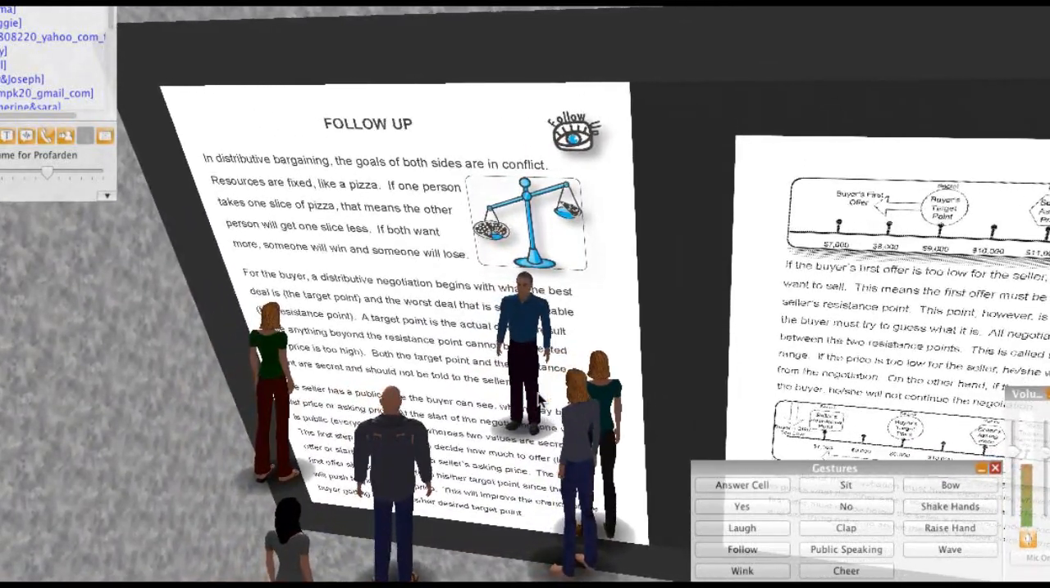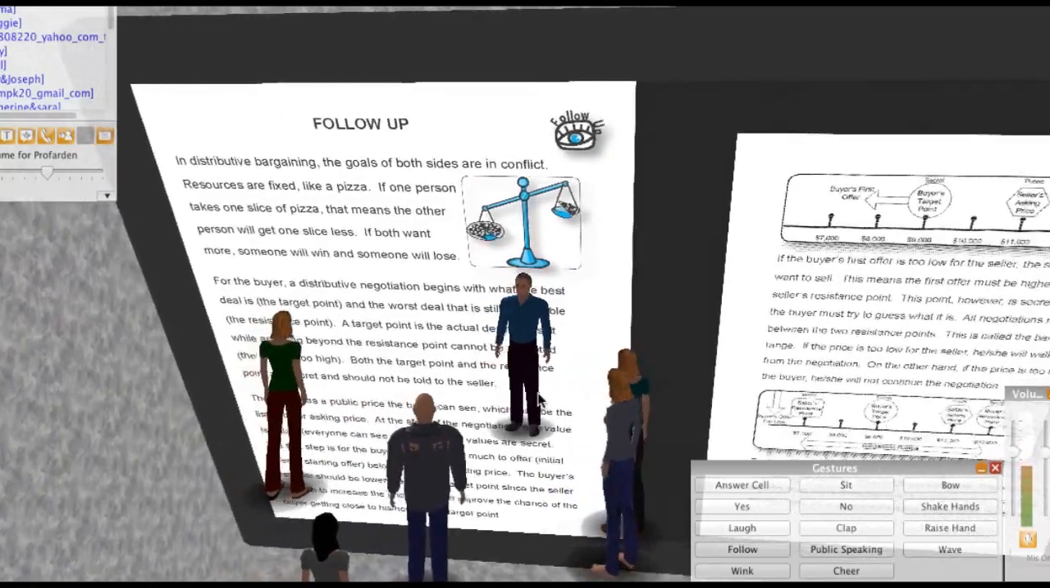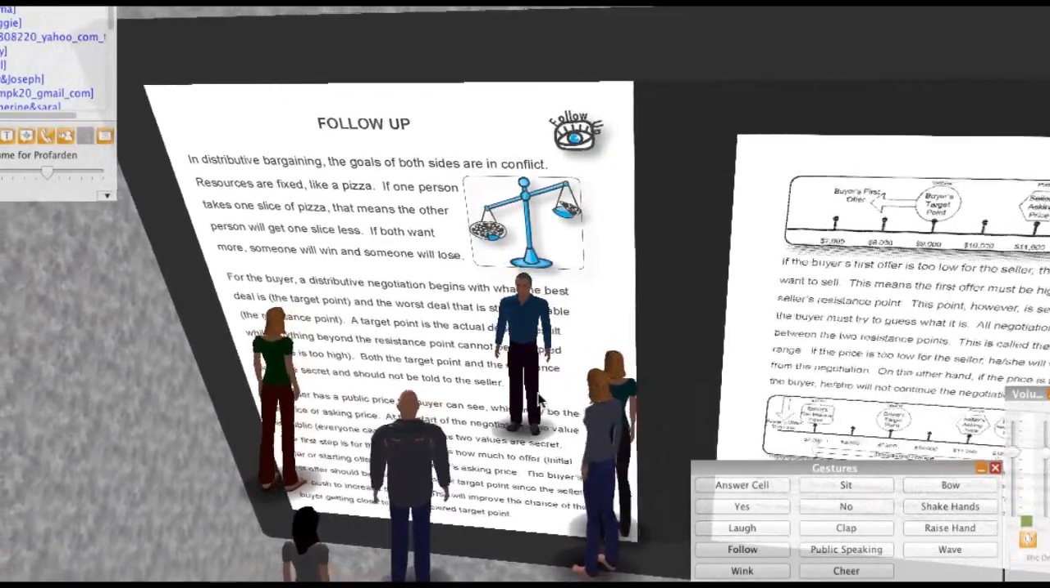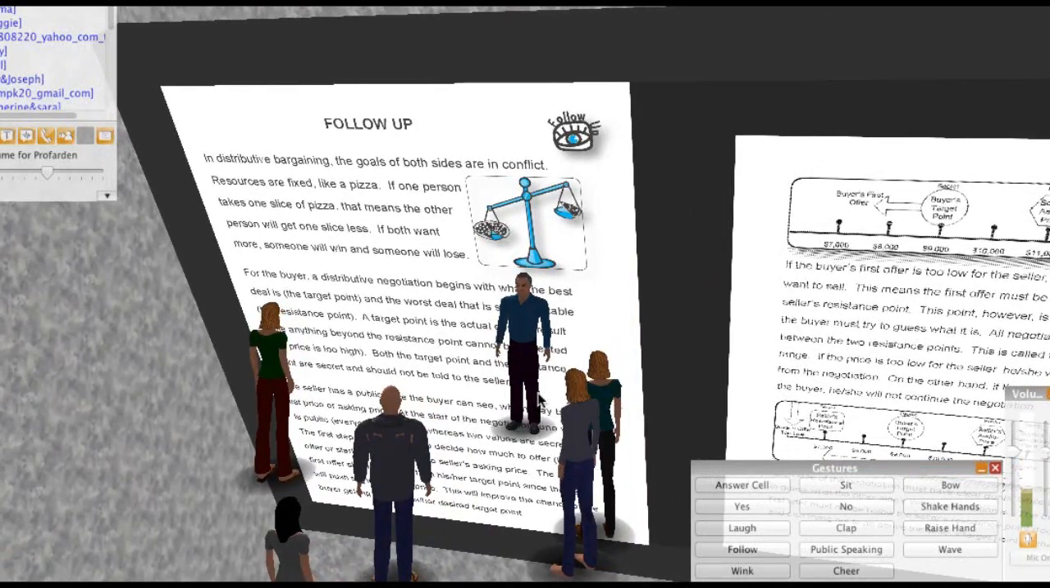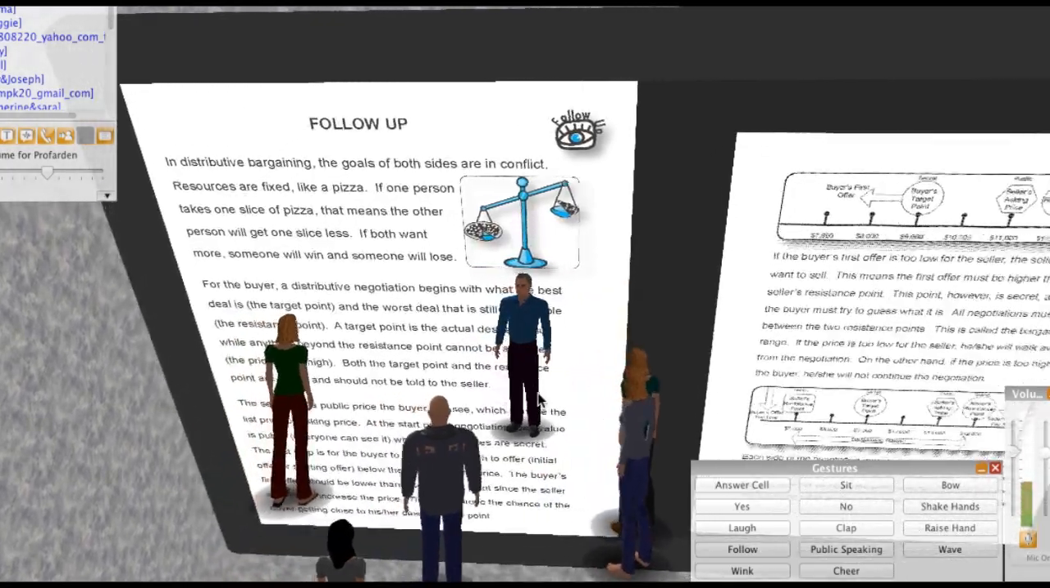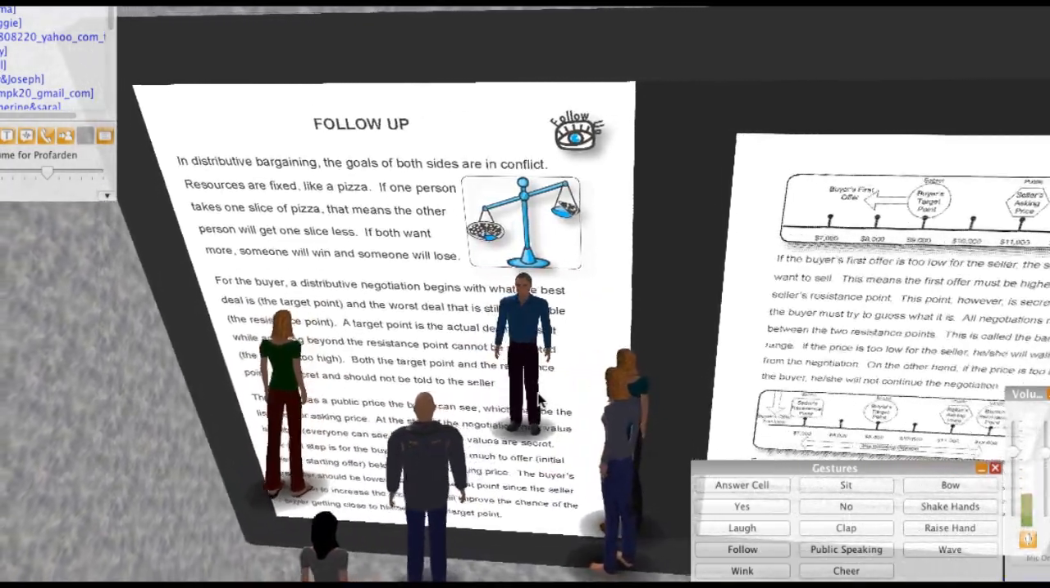Now, are you going to get your target? No, you may not get your target. You may get more, you may get less. If you get more than your target, that's good for you. If you get less, then that's not good for you. So how much less is okay? That less is called your resistance point. You cannot go less than that, right?